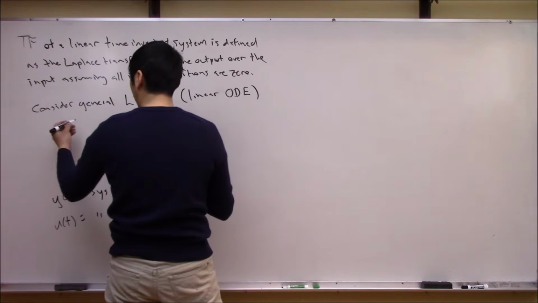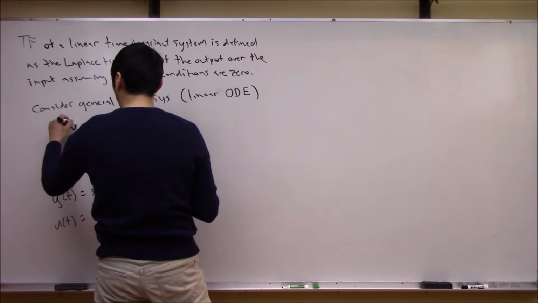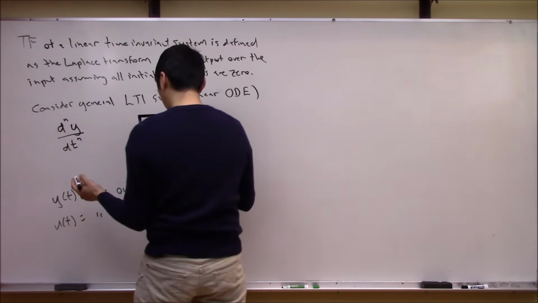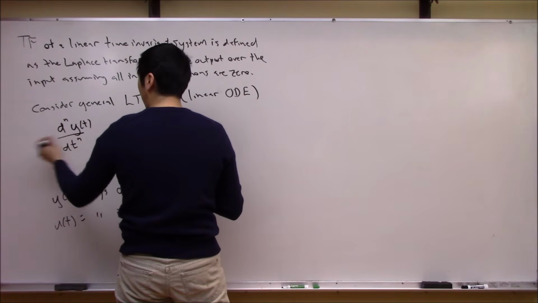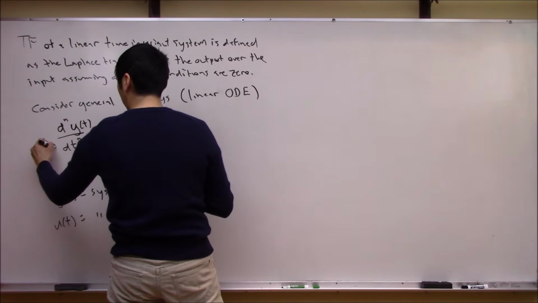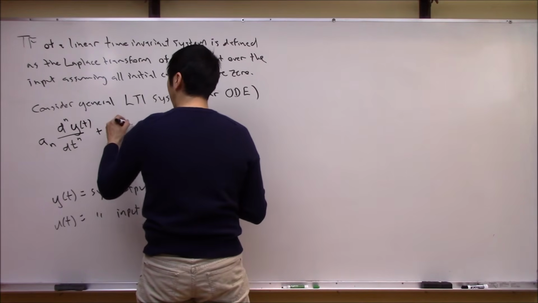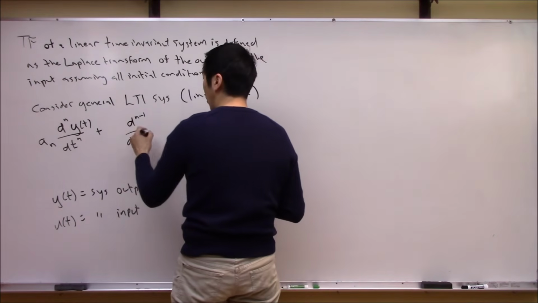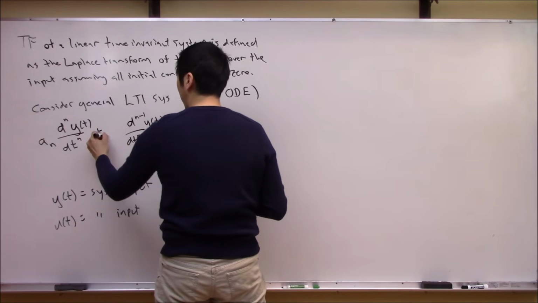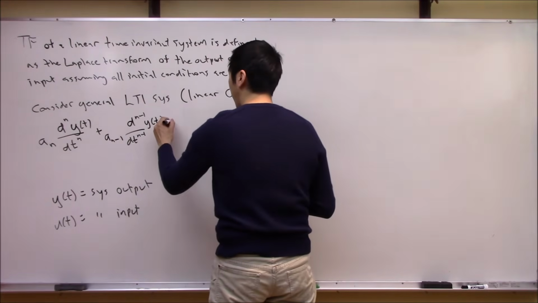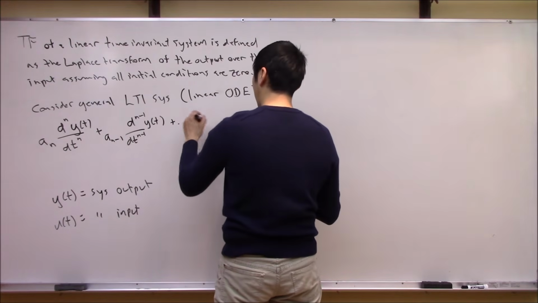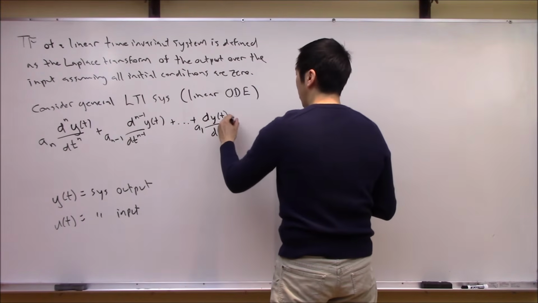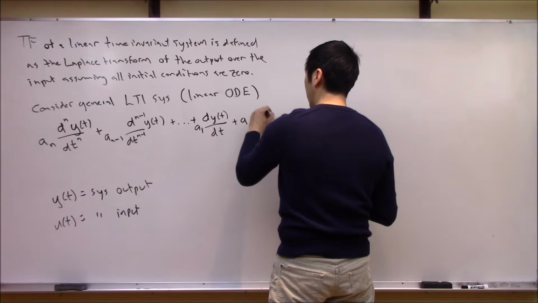So on one side, you might have the nth time derivative of the function, and then maybe there's some linear constant in front. Let's call this a_n. Plus, you might have d^(n-1)/dt^(n-1), so the n minus 1 time derivative of the function, and again you might have this constant a_(n-1) in front. And you might follow this all the way down to something like a_1 dy/dt, plus a_0 y of t, right?